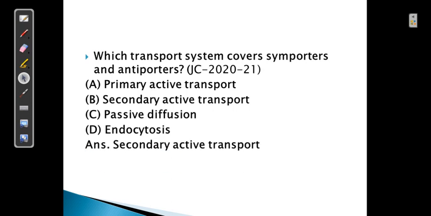It is secondary active transport, because in case of secondary active transport, the drug molecule will utilize a molecule which is transported through the ATPase pump, and then the drug molecule is transported against the electrochemical gradient.